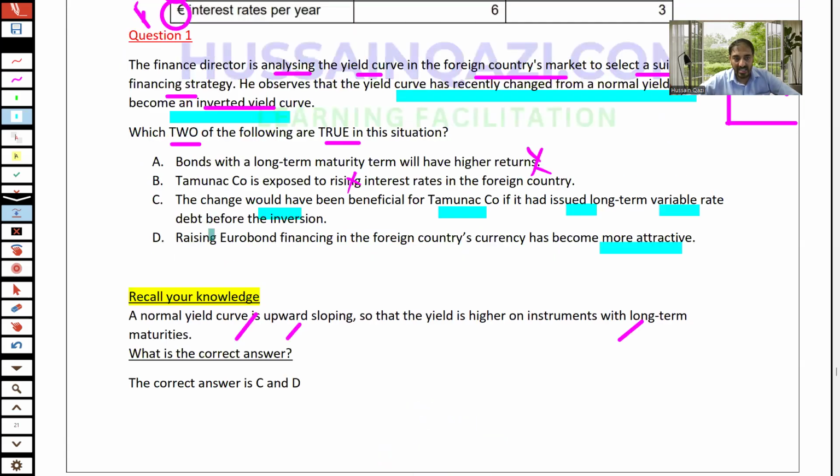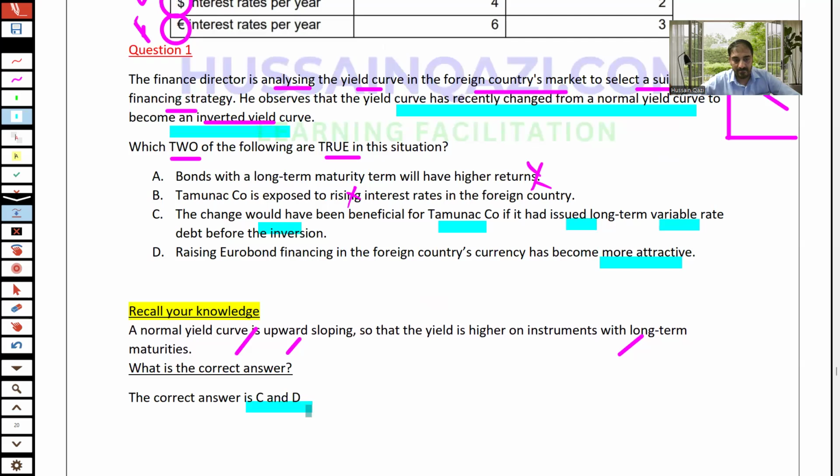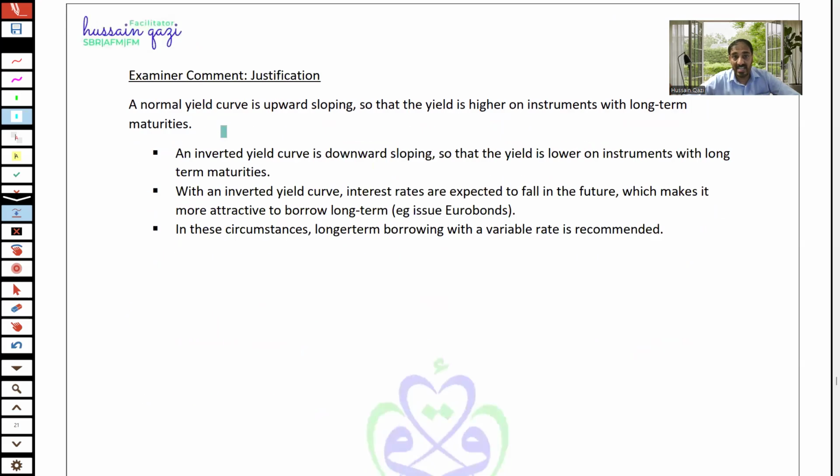The answer is C and D. Yes, C and D. But the point is, what's the justification? Number one, examiner comment: a normal yield curve is upward sloping, so the interest rate is higher on instruments with long-term maturities. That's why A is not able to be selected.